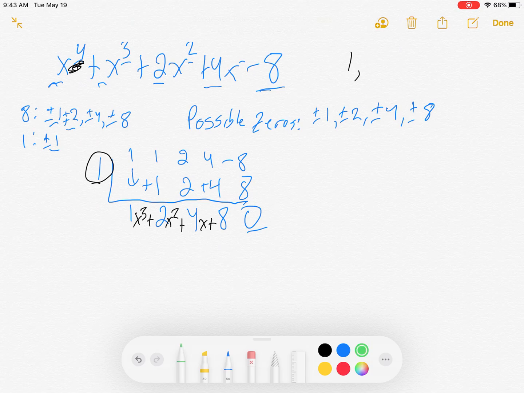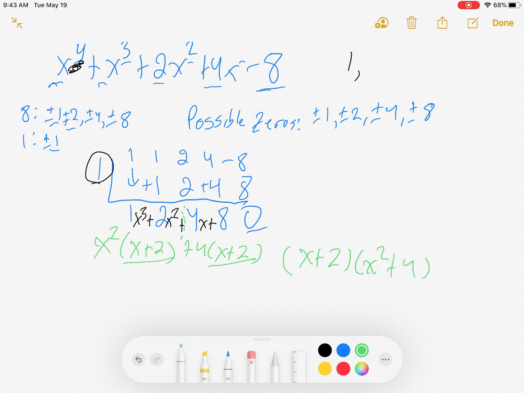So draw a line right down the middle. Factor out your GCF here, which is x squared, which is going to give you x plus 2. Factor out your GCF here, which is 4, which is going to give you x plus 2. And it does factor by grouping. So that gives us x plus 2 times x squared plus 4. Set each of these equal to 0 and solve.